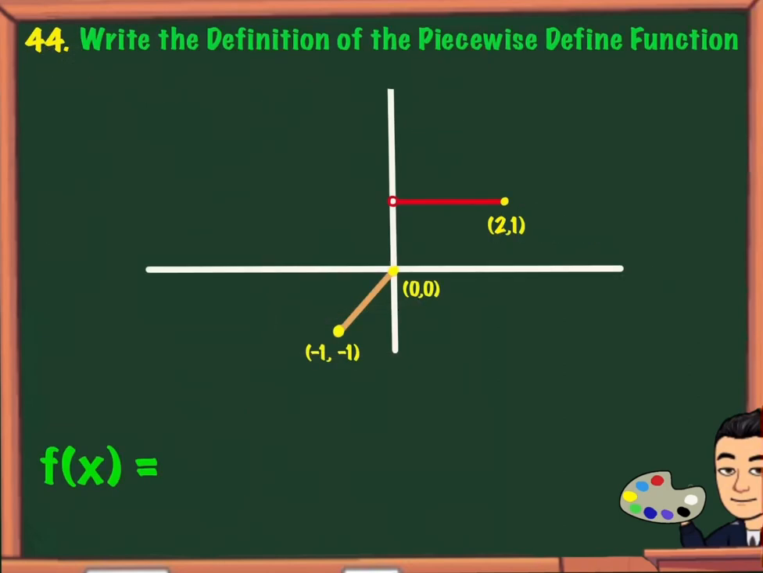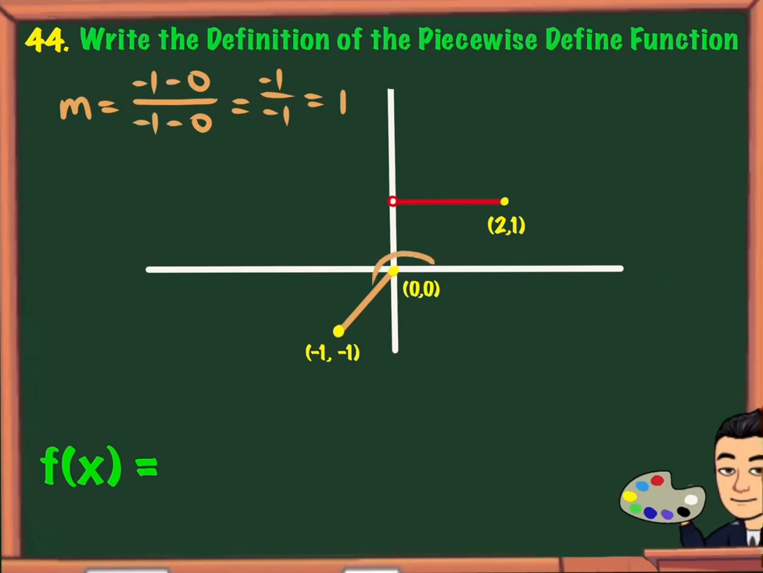For number 44, we're going to write a definition of the piecewise-defined function. So let's take a look at this function here. First of all, I'm going to solve for the slope. So you have negative 1 subtract 0 over negative 1 subtract 0. So your slope is going to be negative 1 over negative 1, which is going to be 1.